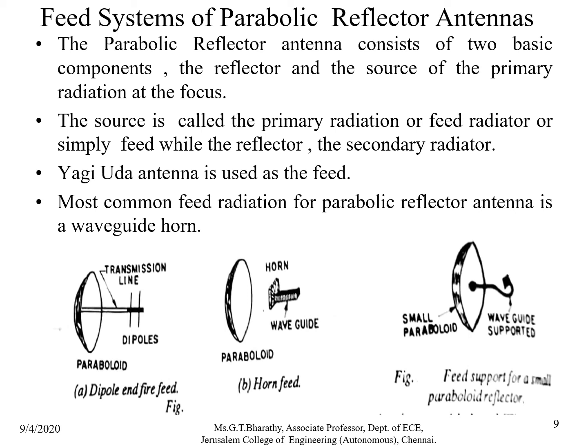So you can see the diagrammatic representation. The first case is where the dipole, that is the Yagi-Uda antenna, is used as the feeding antenna, or the primary antenna which feeds the paraboloid. In the second case, it is the waveguide horn antenna. In the third case, it is a waveguide supported by a small paraboloid.